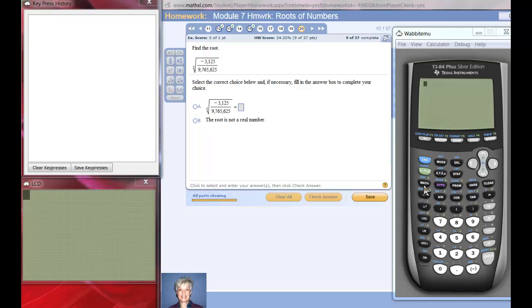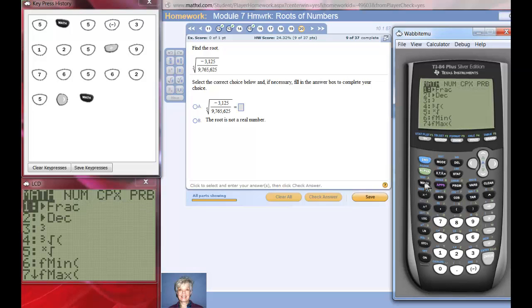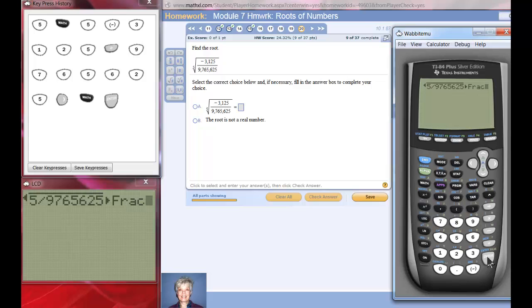Okay, I'm going to say 5, math, 5, negative 3, 1, 2, 5, divided by 9, 7, 6, 5. Notice we don't put the commas. 6, 2, 5, and do please hit the right arrow key because we're about to math frac. Math, enter, enter. Negative 1/5.